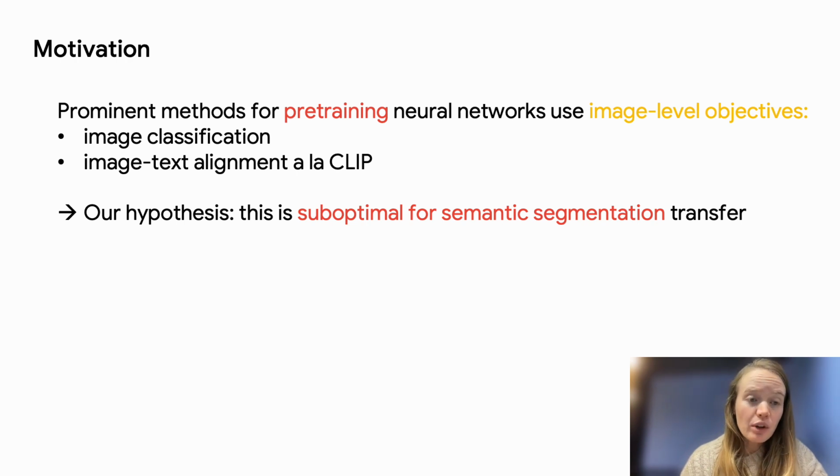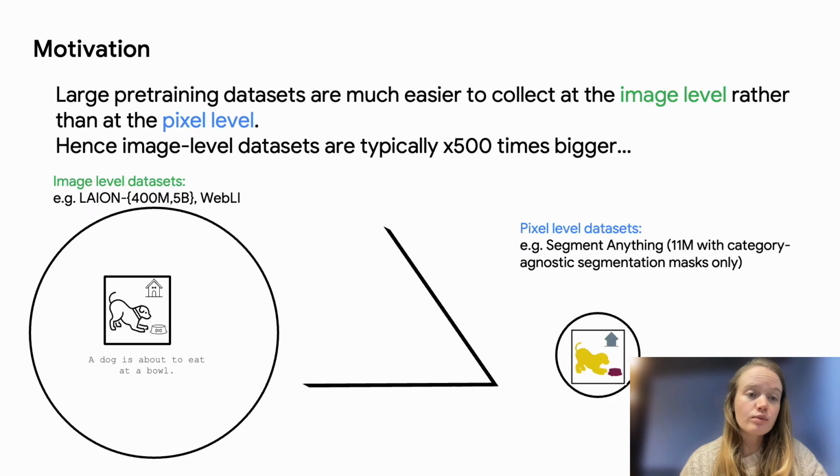And so our hypothesis for this work is that this strategy of image-level objectives is suboptimal for semantic segmentation transfer. And we argue that the reason why pretraining is usually done with image-level objectives rather than pixel-level objectives is because large pretraining datasets are much easier to collect at the image level rather than at the pixel level. And hence, image-level datasets are typically 500 times bigger than pixel-level datasets.